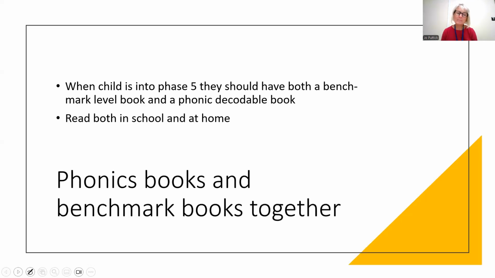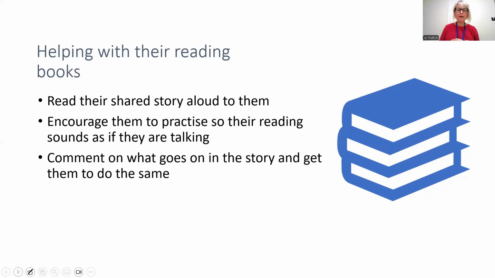Once your child has begun to learn the common alternative ways of representing some of the phonemes, then they will bring 2 books home, a benchmark level book and a phonic decodable book. They're going to read these both in school, but we would also like you to read them both at home because they help to support them in a number of different ways. Please also read their shared story aloud to them. Please ensure that you read that several times over the days that you have it.